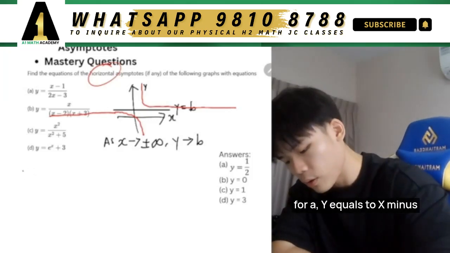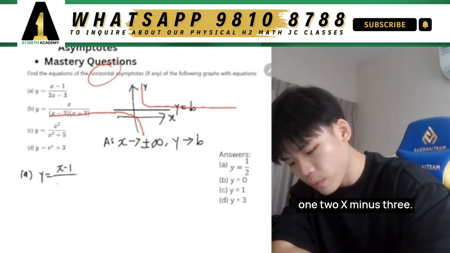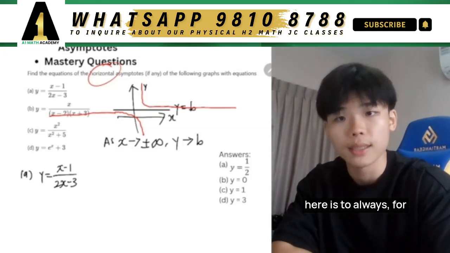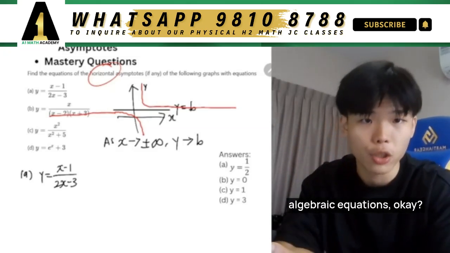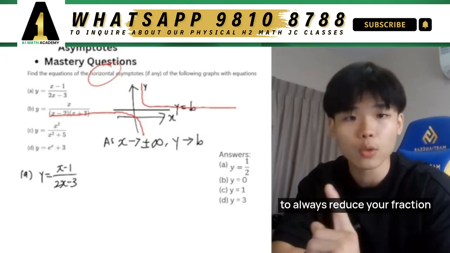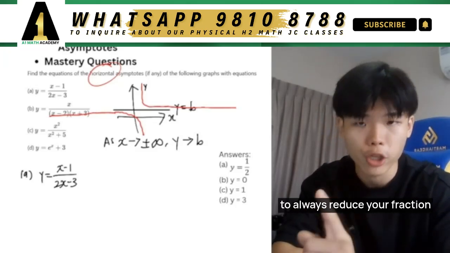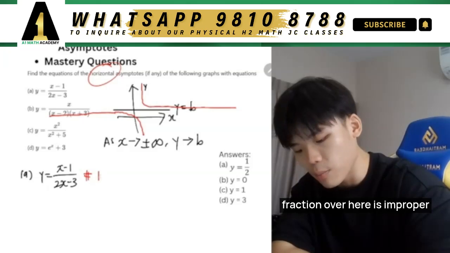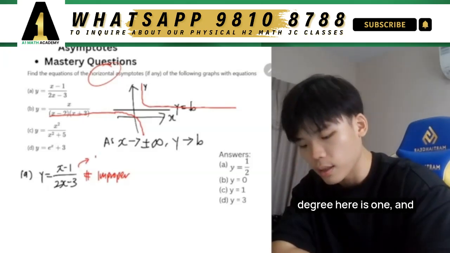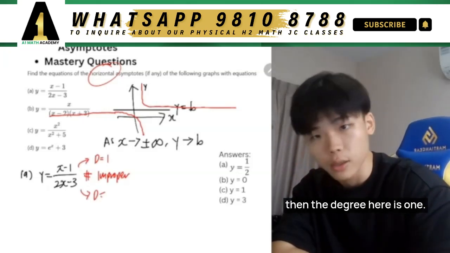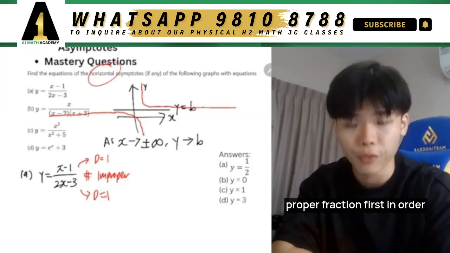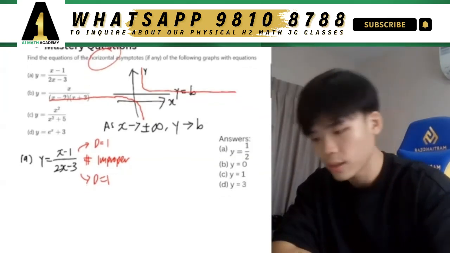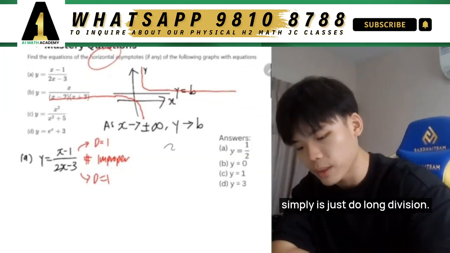So I give you an example over here for A. y equals (x minus 1) over (2x minus 3). Now, the tip from me is to always, for algebraic expressions, reduce your fraction to a proper fraction first. We can see that this fraction is improper to begin with, because the degree here is 1 and the degree here is 1. So we need to reduce it to a proper fraction first in order to clearly tell what the horizontal asymptote is. A way you can do this is very simply, just do long division.